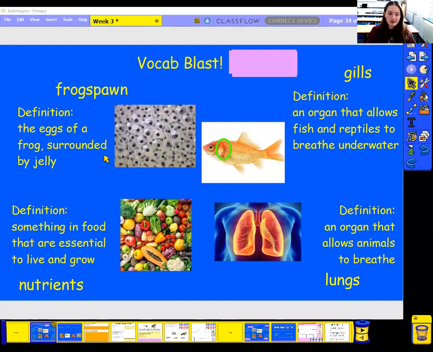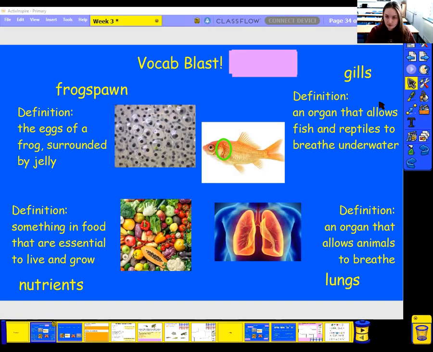So frog spawn are the eggs of a frog and they're surrounded by a jelly. You can see the picture of them here. These are all the little eggs. The little black dot is the baby frog growing in its little egg. And they're all in a big cluster together. So that is frog spawn. What is it? Frog spawn.